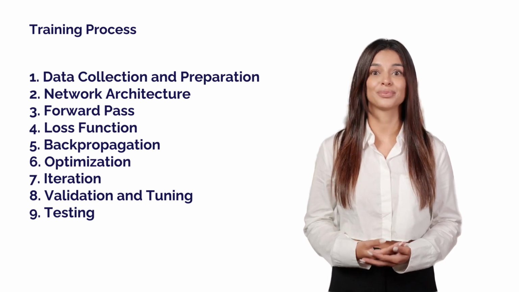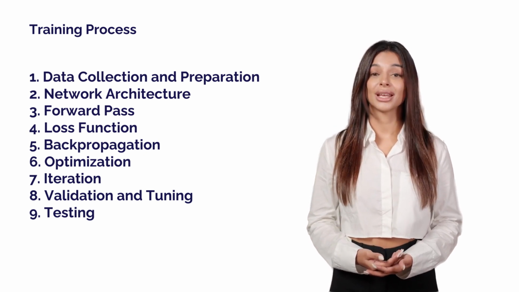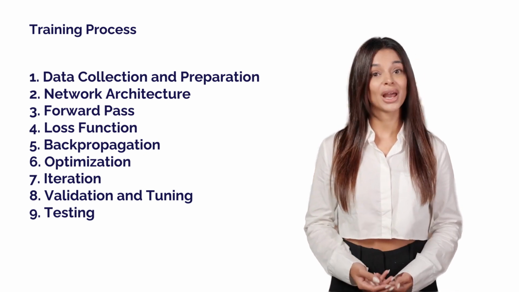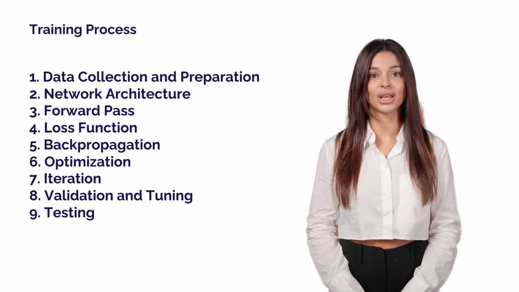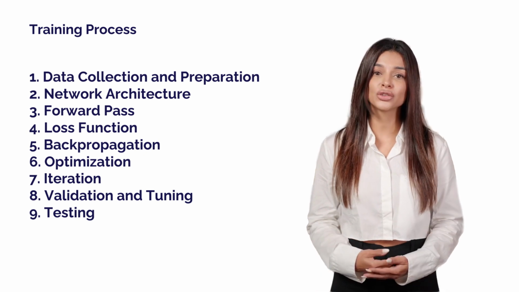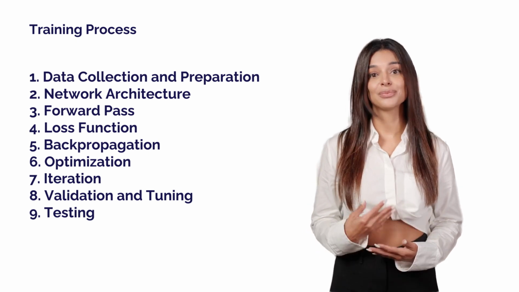Splitting data. The dataset is typically split into 3 parts. Training set, the largest portion, used to train the network. Validation set, used to evaluate the network's performance during training and tune hyperparameters. Test set, used to evaluate the final performance of the trained network on unseen data.